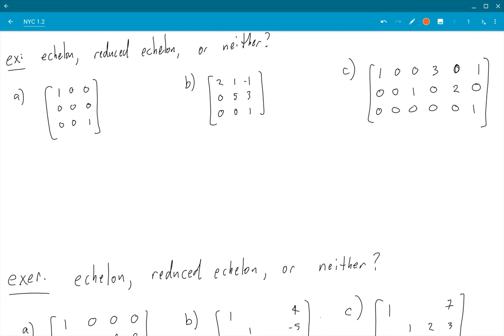What's wrong with part number letter A here? Well, I have a 0 row, right? I have a 0 row that is not at the bottom. So this fails to be echelon form. So therefore, it, by definition, fails to be reduced echelon form. It is neither. Okay, to be in reduced echelon form, you have to first be in echelon form.